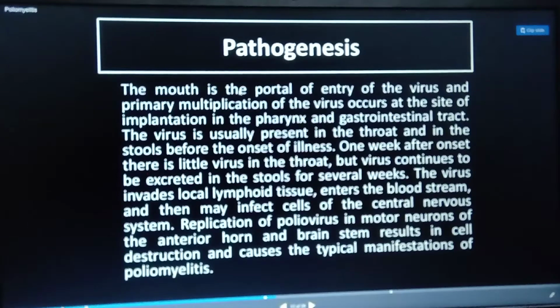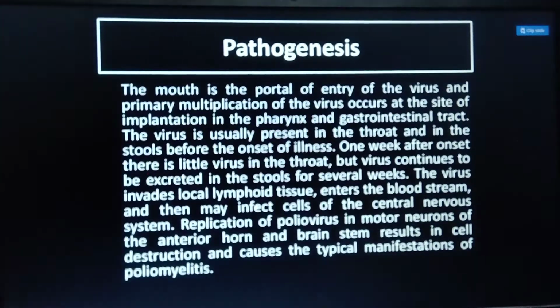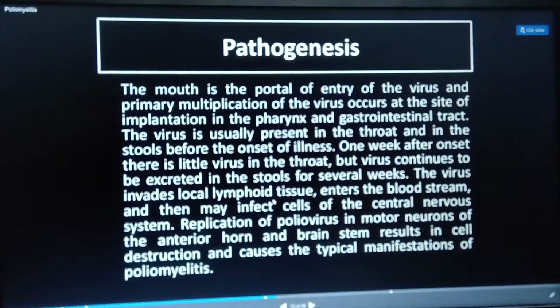Once again I am explaining the pathogenesis. From the mouth, the virus enters our pharynx and gastrointestinal tract. Some of the virus enters the throat, and after 1 week you may observe some infection or symptoms in the throat, and later it is excreted in the stools. From there it is observed in your lymphoid tissues, and later it enters your bloodstream, and from the bloodstream it passes to your central nervous system, where it damages your brain stem and brain cells, causing the symptoms of poliomyelitis.